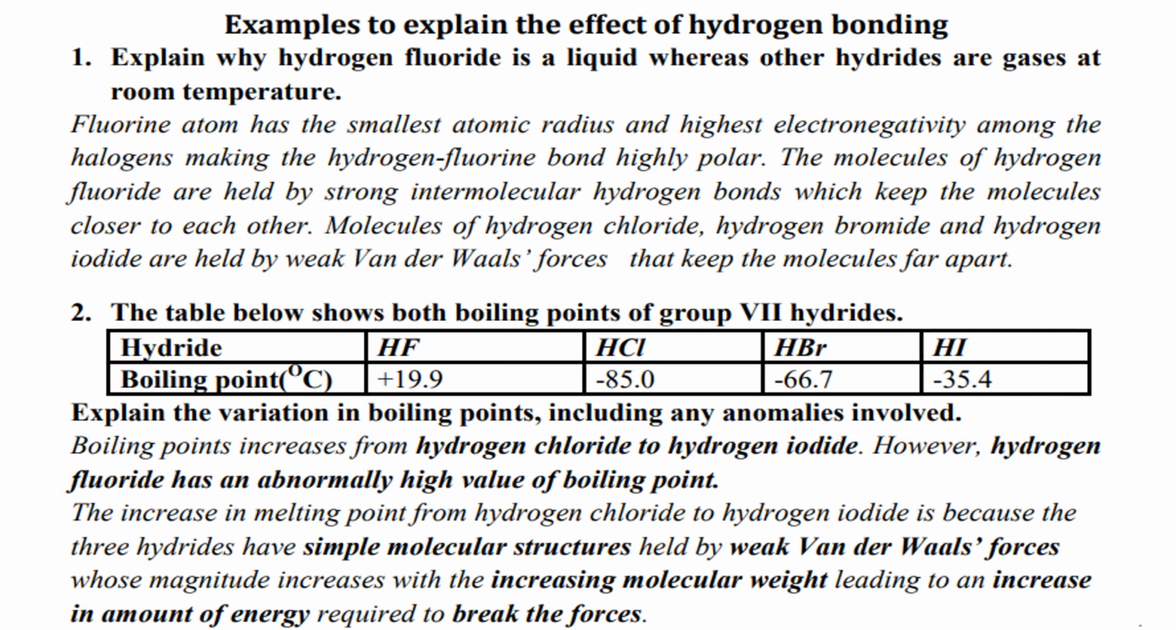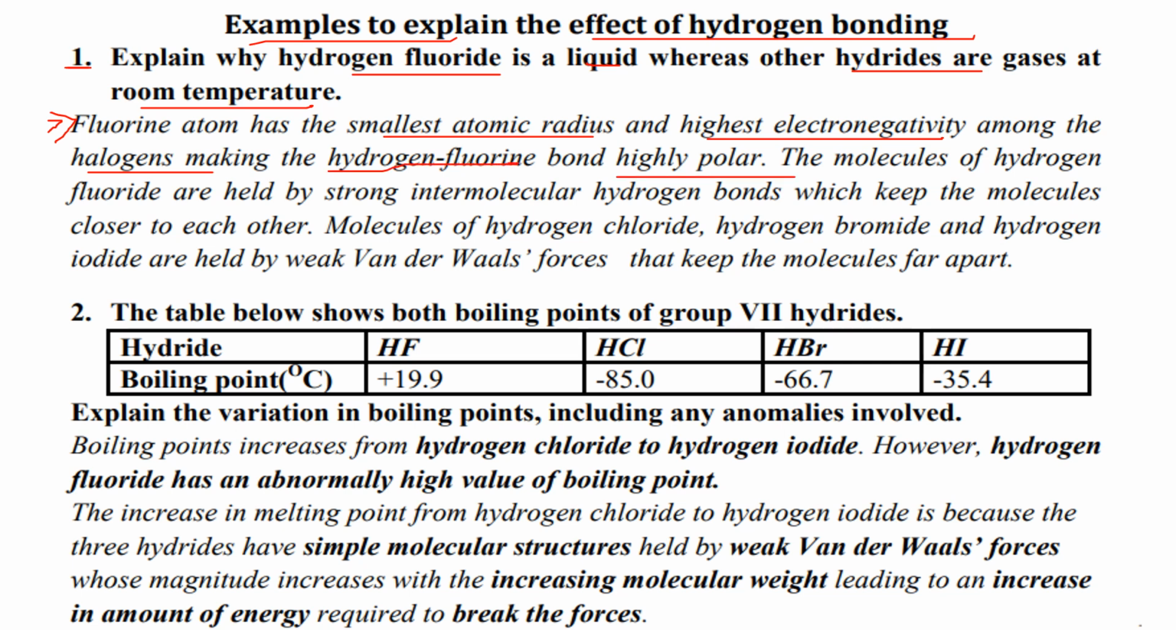Now we are also going to look at examples explaining the effect of hydrogen bonding. Example number 1: explain why hydrogen fluoride is a liquid whereas other hydrides are gases at room temperature. We start answering by saying that the fluorine atom, having the smallest atomic radius and the highest electronegativity among all the halogens, makes the hydrogen fluoride bond more polar, or highly polar.